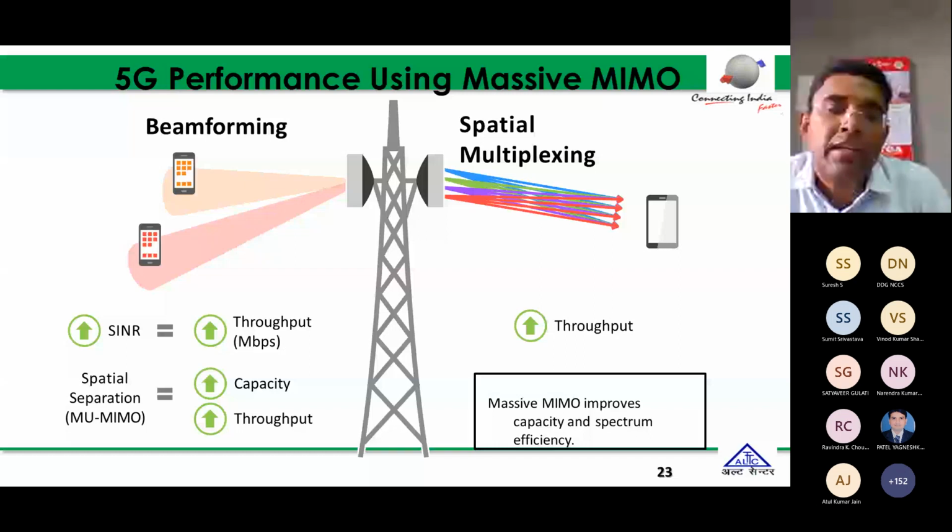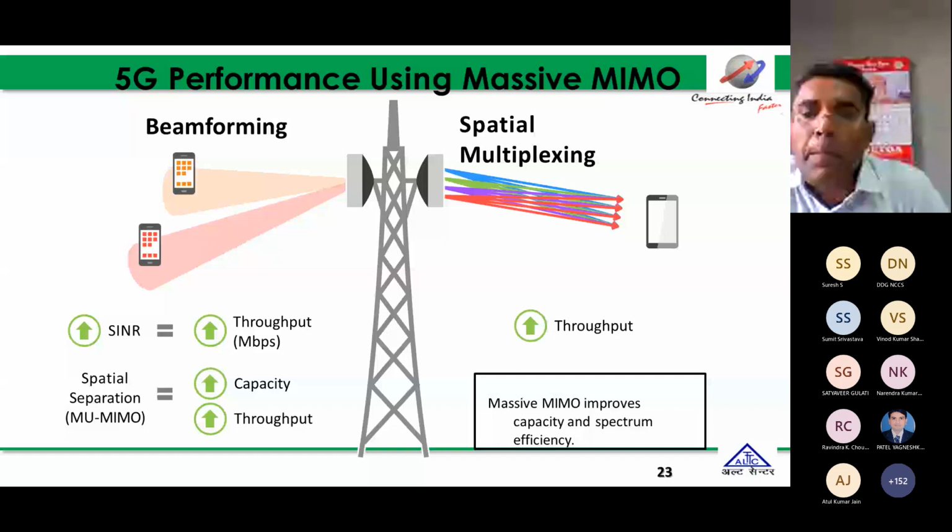Capacity means total cell capacity of the users, because the same time and frequency domain resources are used for different users that are spatially separated in the space domain. Right? On the right-hand side is spatial multiplexing. The same thing is written here.